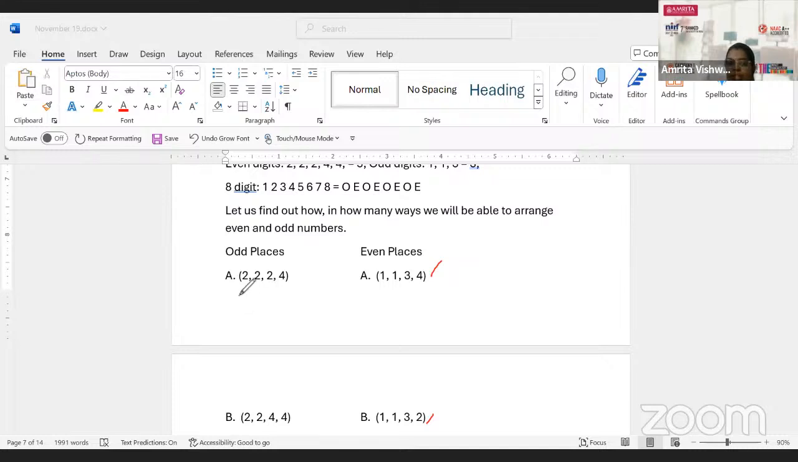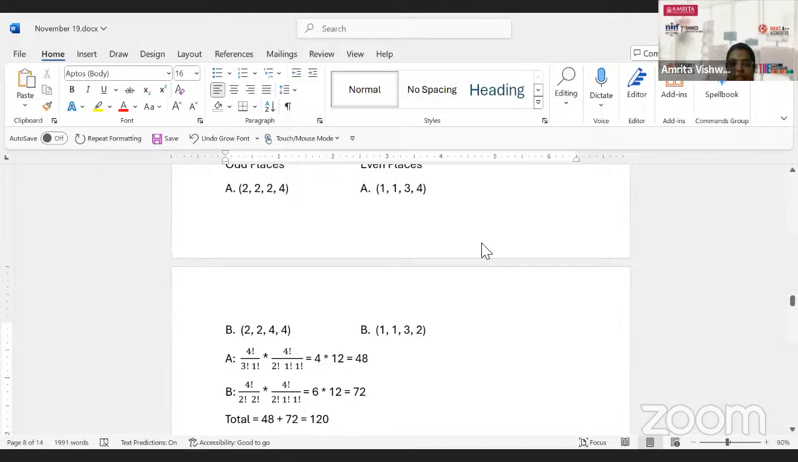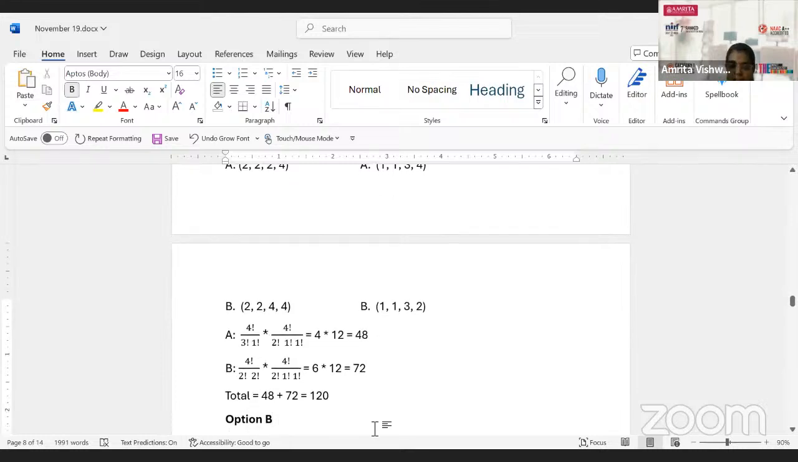Now coming to odd places, there are 2 combinations that are possible. Either you can fill it with the 3 2s that are given and 1 4, or you can fill it with 2 2s and 2 4s. So this is the only combination in which you'll be able to solve this question. Now we can just take the arrangements. The first one is 4 factorial by 3 factorial into 1, and it's just 4 factorial by 2 factorial into 2 factorial into 1 into 1. And the second one is 4 factorial by 2 factorial into 2 factorial, and here it becomes 4 factorial by 2 factorial. So the total is 48 plus 72, that is 120.